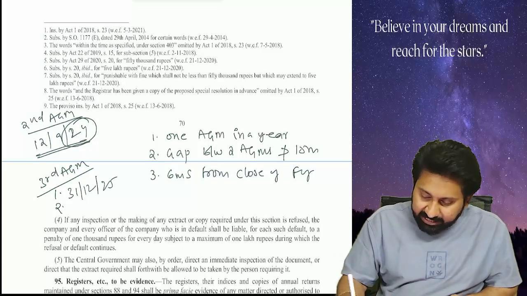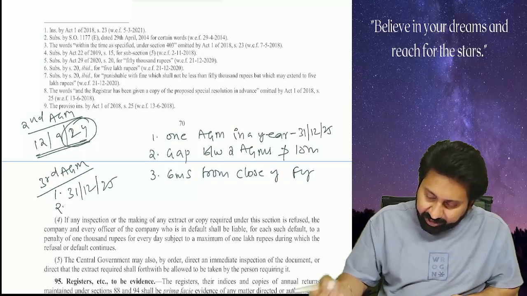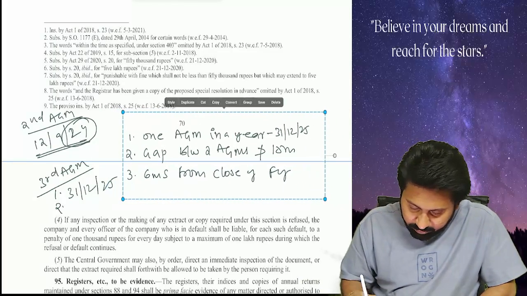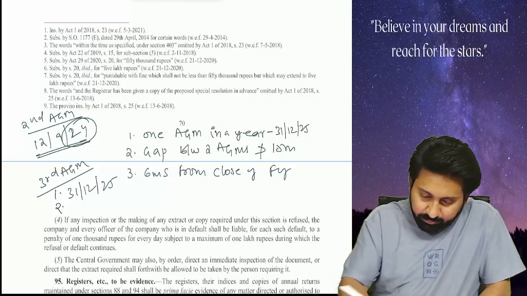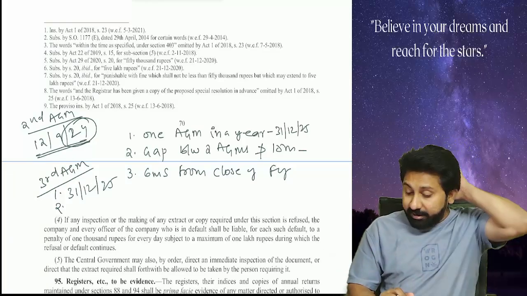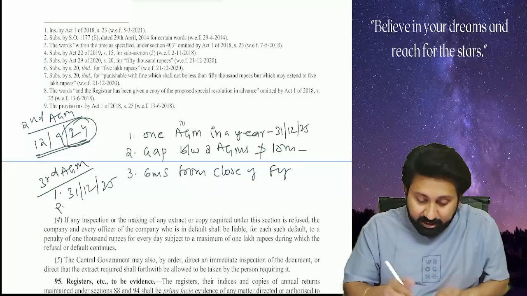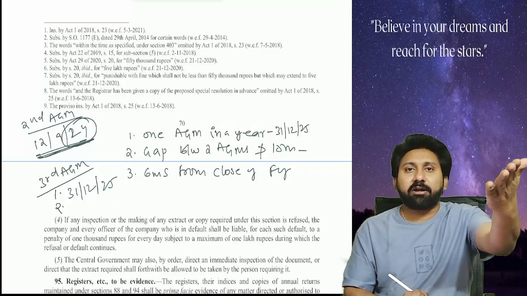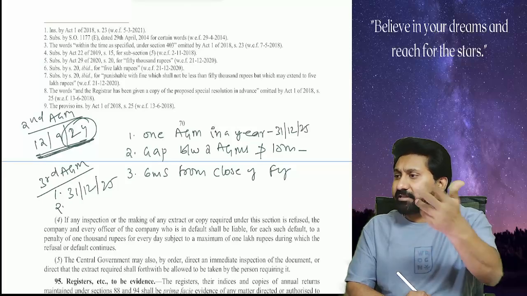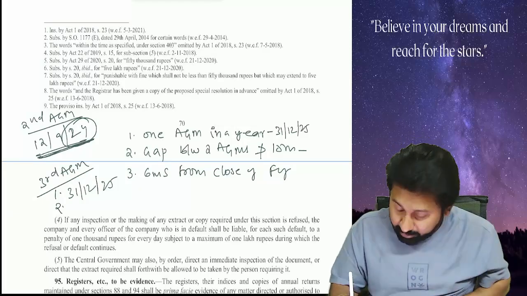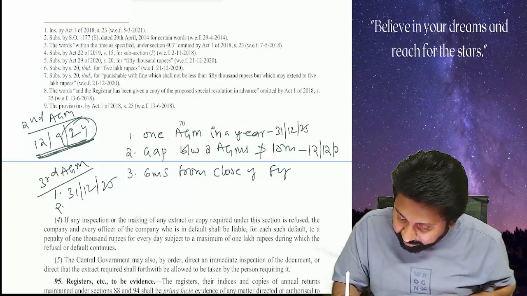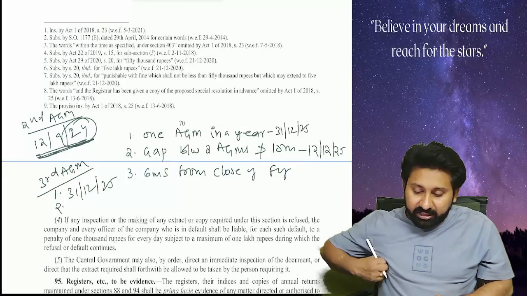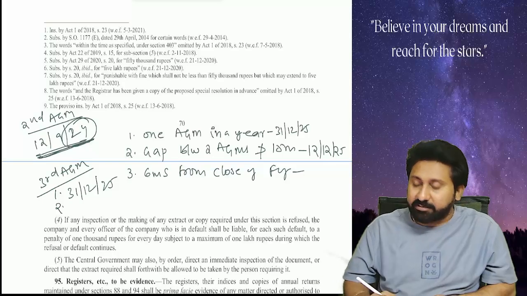Number 2. As per this, 31/12/25. Now, gap between two AGMs should not exceed 15 months. When you conducted the last meeting, 12/9/24. From 12/9/24 to 12/9/25 is 1 year, 12 months. Another 3 months, December. So it will come to 12/12/25. Next, after that, 6 months from the close of the financial year.